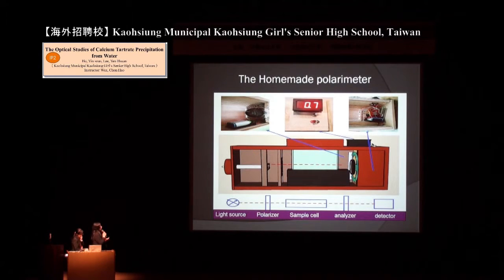For the experiment, we wanted to know the principle of the polarimeter and offer a simple way for everyone to do some fun optical experiments. Therefore, we refer to the paper and make our homemade polarimeter. Our homemade polarimeter has 5 main parts: the light source, the polarizer, the sample cell, the analyzer, and next is the detector with a voltmeter.